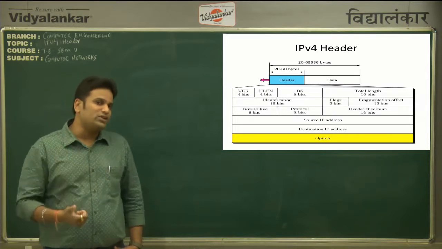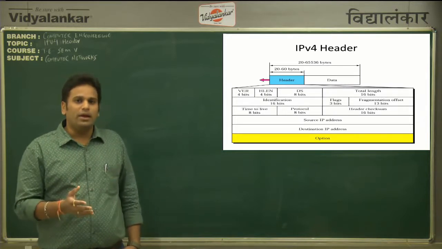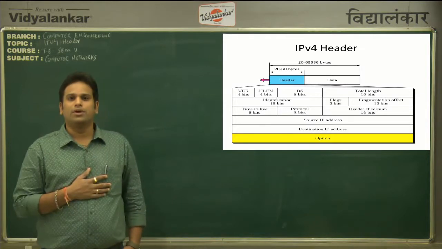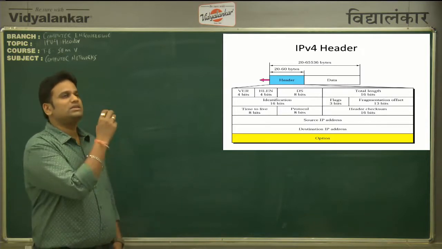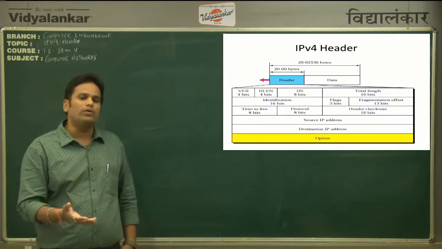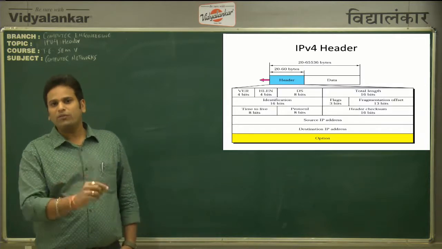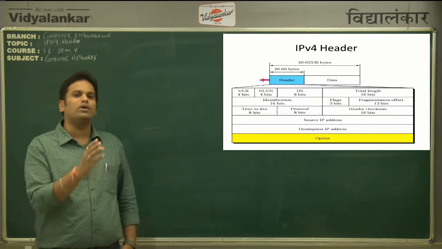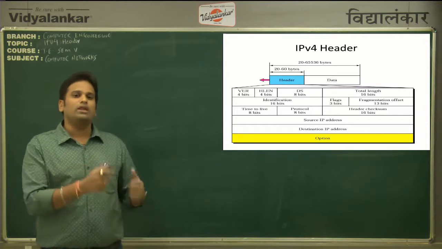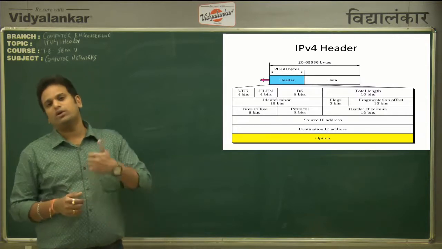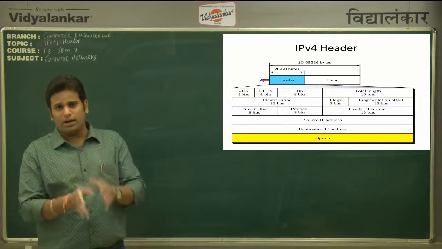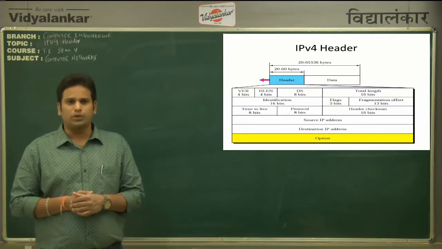HLen. HLen is not actually the header length. It is a value which will help you to calculate the header length. Whatever value is present in HLen should be multiplied by 4, which will give you the header length. So if the value there is 5, 5 into 4, the header length is 20 bytes. If the value there is 6, it is 6 into 4, which is 24, out of which 20 bytes would be header and 4 bytes would be options.